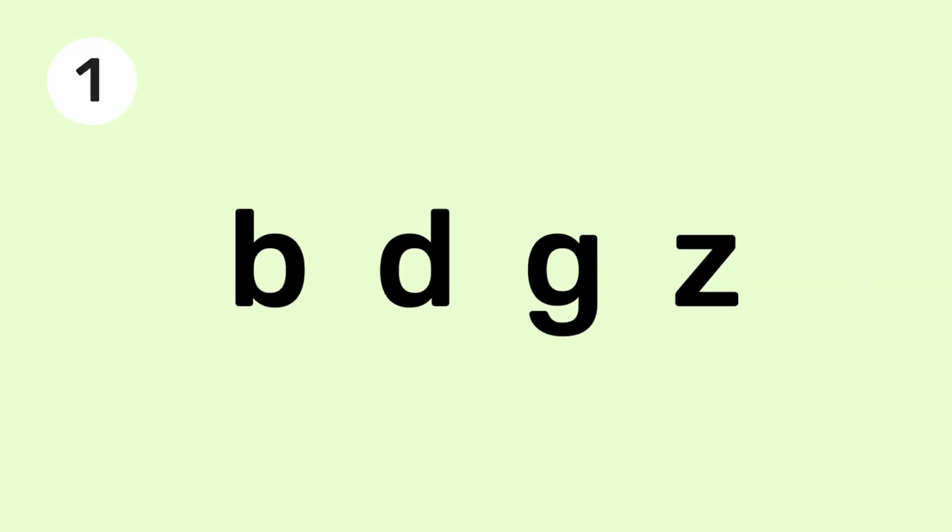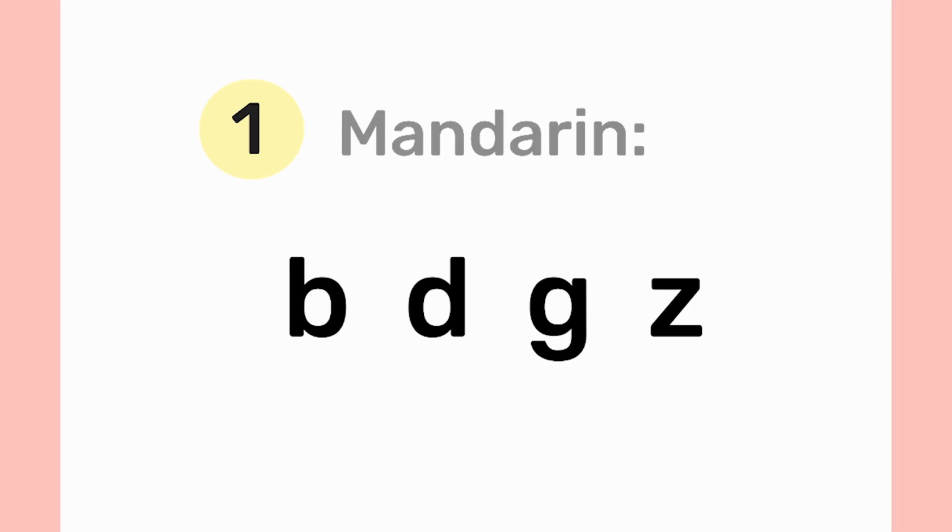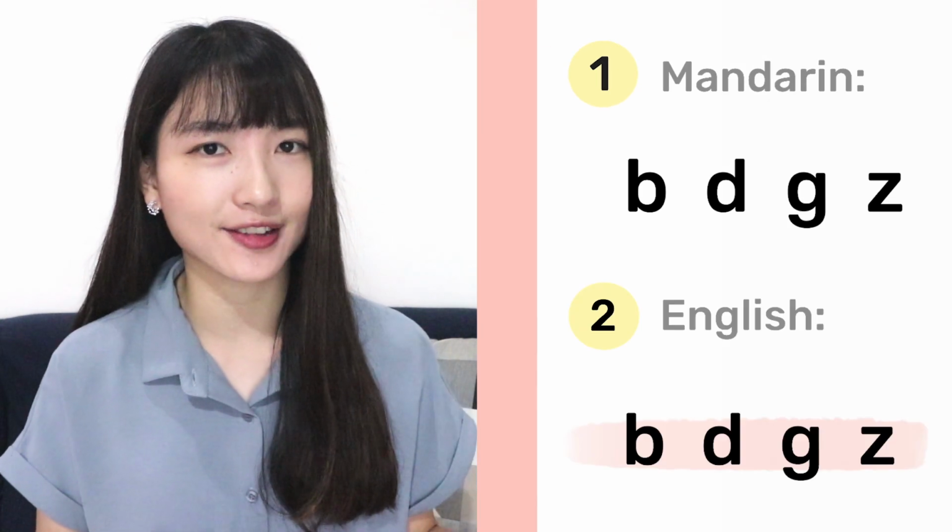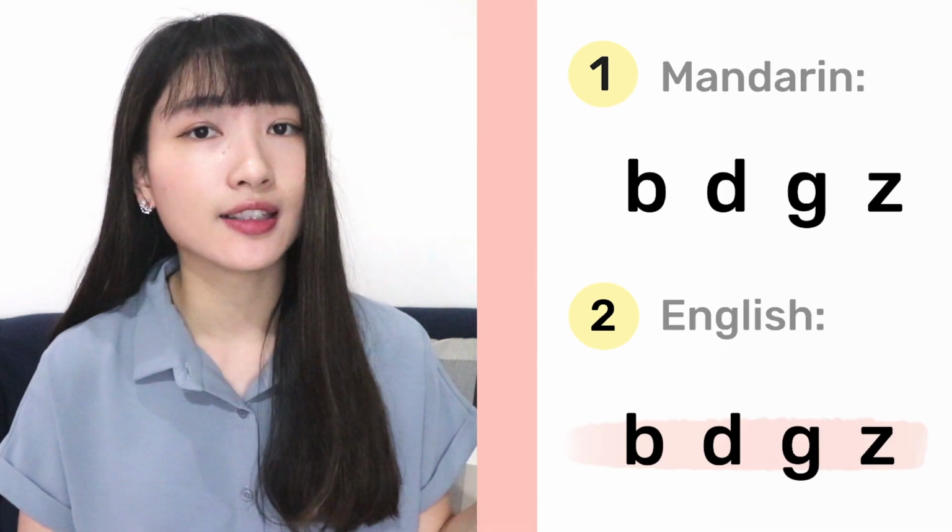between them. The first group, p, t, k, z. The second group, b, d, g, z. Okay, so the sounds in Mandarin are in the first group, p, t, k, z. And the other group has the sounds in English, b, d, g, z.